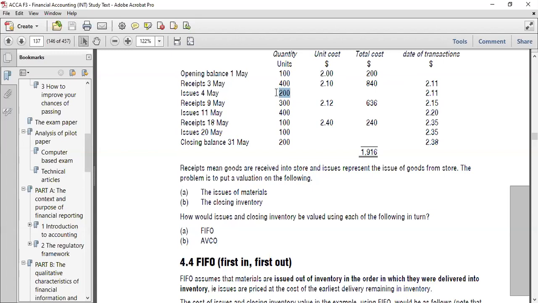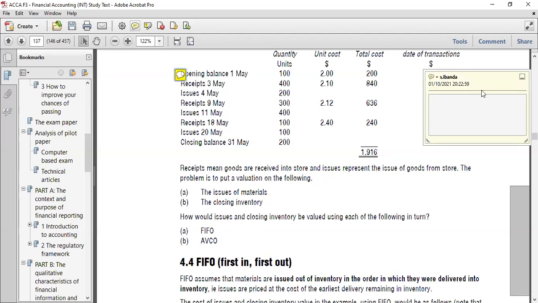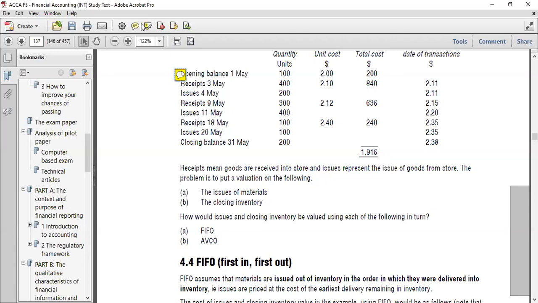So we are going to see how that plays out when it comes to inventory at this level. Now, if we issued 200 on 4th May, it means that we no longer have this inventory. This inventory is now used up. I wanted to highlight this. So this is used up. We no longer have this within our premises.